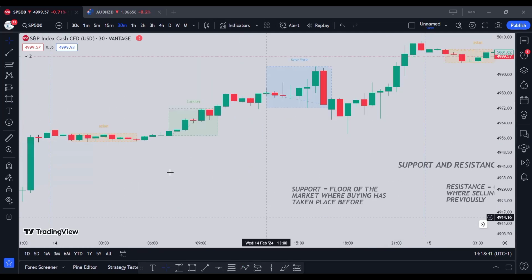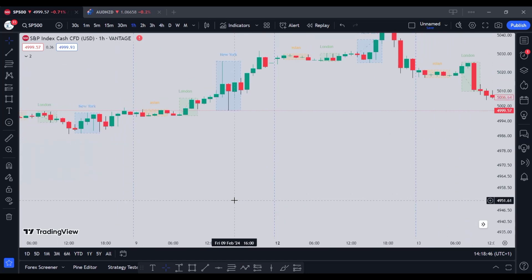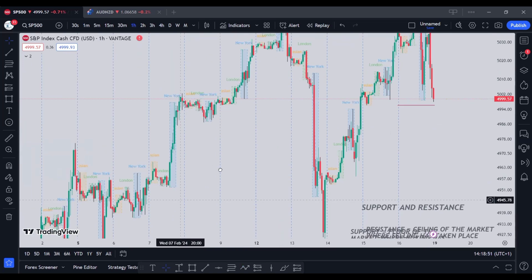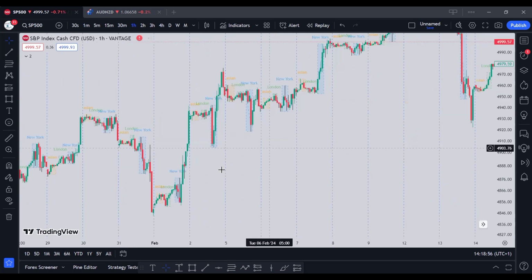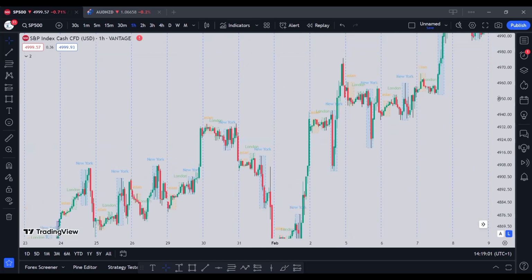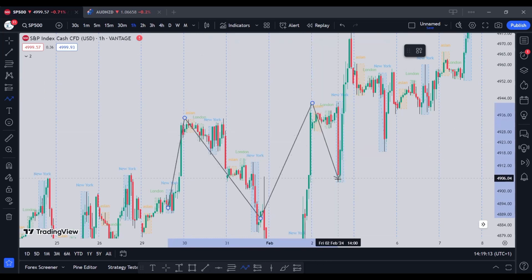So let me give an example now of support and resistance, right? Now look at this level right here. You can see the market went to this level and bought, right? And sold, right? Now, when it went back to that level, what happened? It sold again.